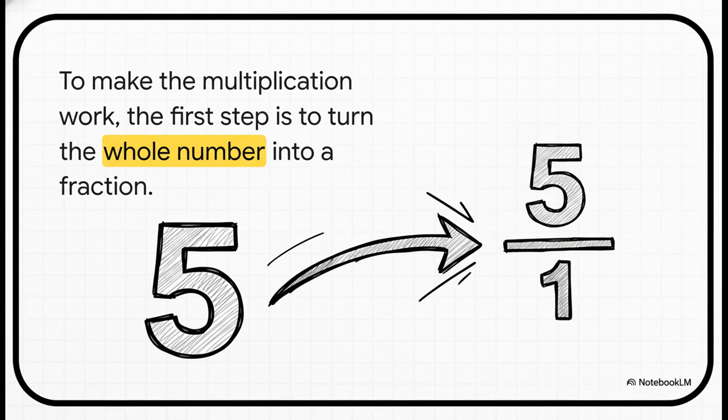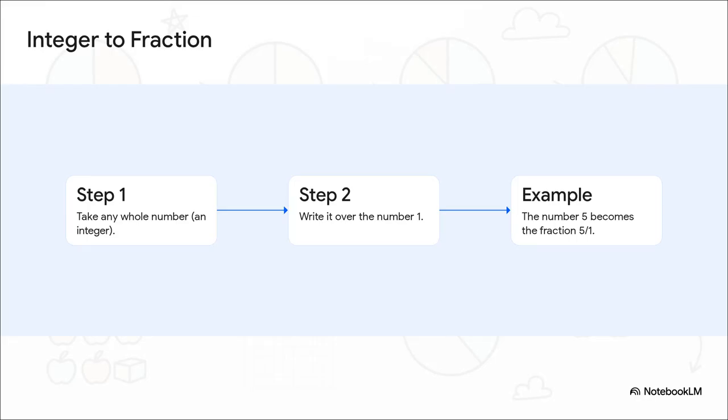And luckily, turning a whole number into a fraction is maybe one of the easiest things you'll ever do in math. Literally, all you have to do is take any whole number, an integer, right? And just pop it over the number 1. That's it. So the number 5 becomes 5 over 1. The number 20, that's 20 over 1. The value doesn't change at all, but now it's in a format we can actually work with.